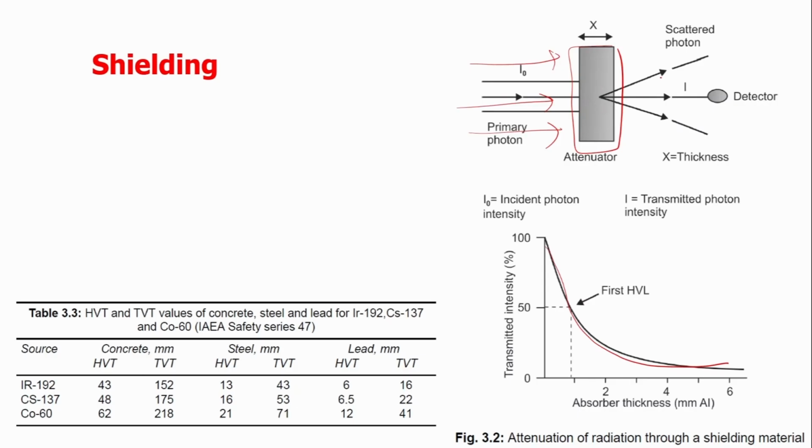Once it is attenuated, some amount is scattered and some amount reaches the detector. x is the thickness of the material, and I is called the transmitted photon intensity. So the relation becomes: I_T, the transmitted photon intensity, equals I naught e to the power minus mu x.